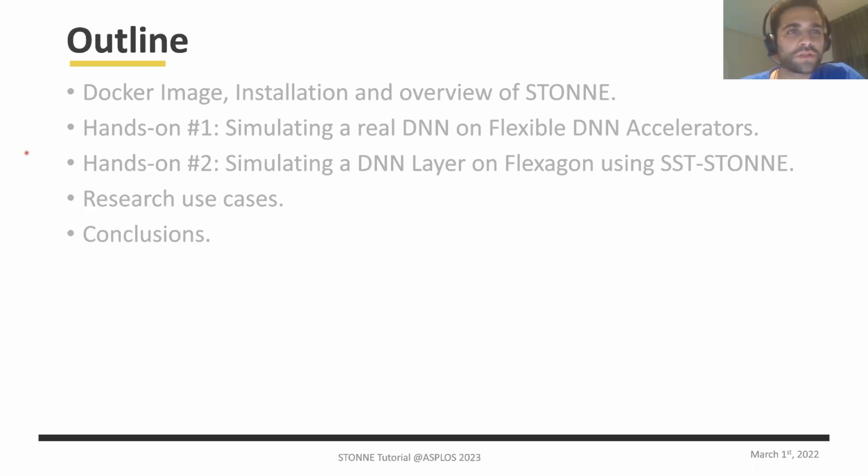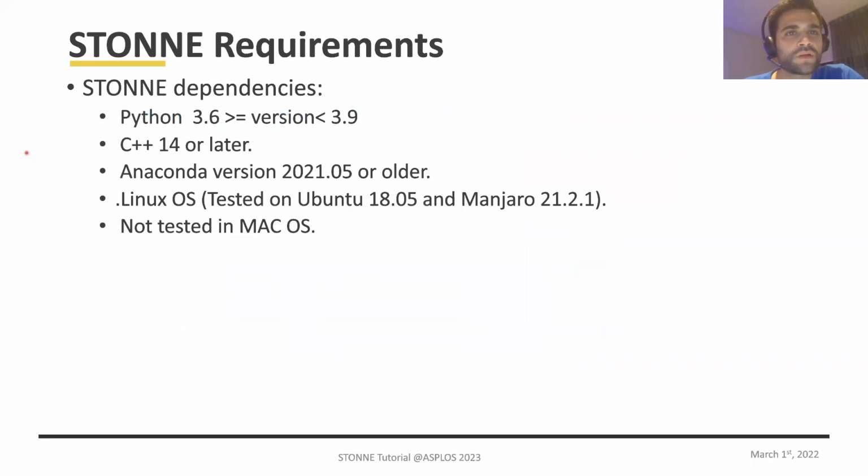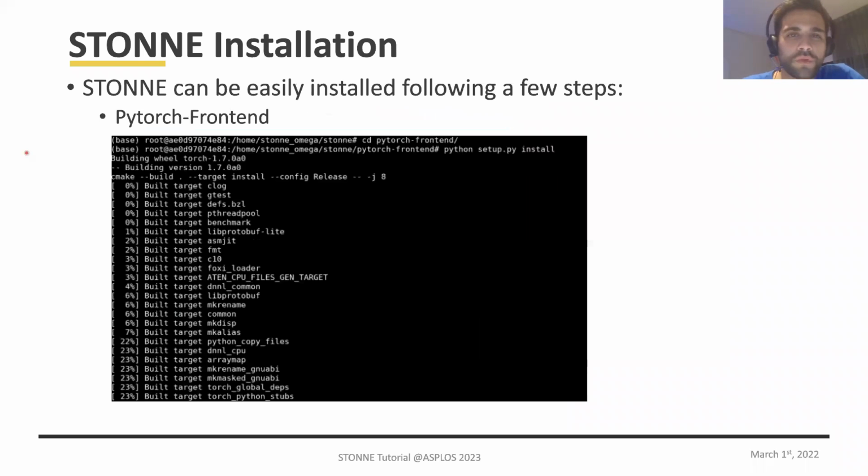Okay, so let's start. STONNE, as Jose Luis has mentioned, is available under the MIT license on GitHub, so everyone can go there and just clone the repository. It will be available, and it should be ready to run. It has some dependencies. You can see all of them here. I'm not going to go through them actually. STONNE can be very easily installed. You just have to clone the repo and type make in your terminal. It will be completely compiled and ready to go.